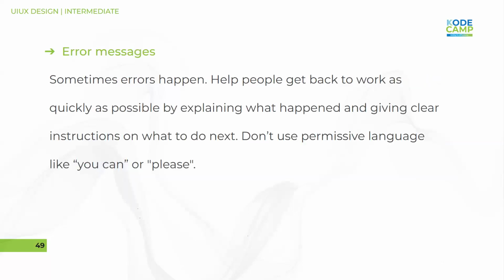Error messages: sometimes errors happen, so help people get back to work as quickly as possible. This can be done by explaining what happened and giving clear instruction on what users should do next. Don't use permissive language like you can or please. Most of us, even me personally, I am a victim of this. I like using the word please: please enter username, please enter your code. Why are you begging users to do this?